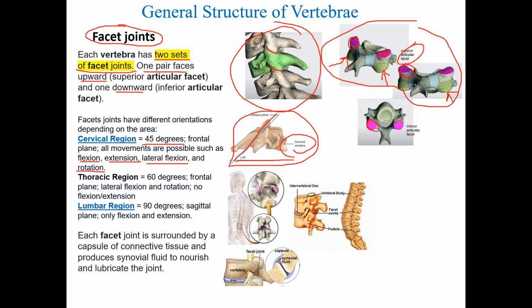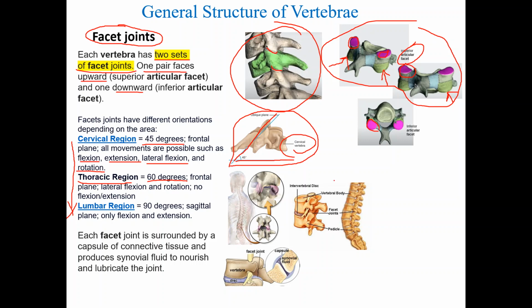Now, when it comes to the thoracic region, these facets are oriented at about a 60-degree angle, and this reduces the movement. So the possibility of movement is reduced going from the cervical to the lumbar region, okay? In fact, here we have a frontal plane movement, lateral flexion and rotation, but no flexion and extension in the thoracic region.